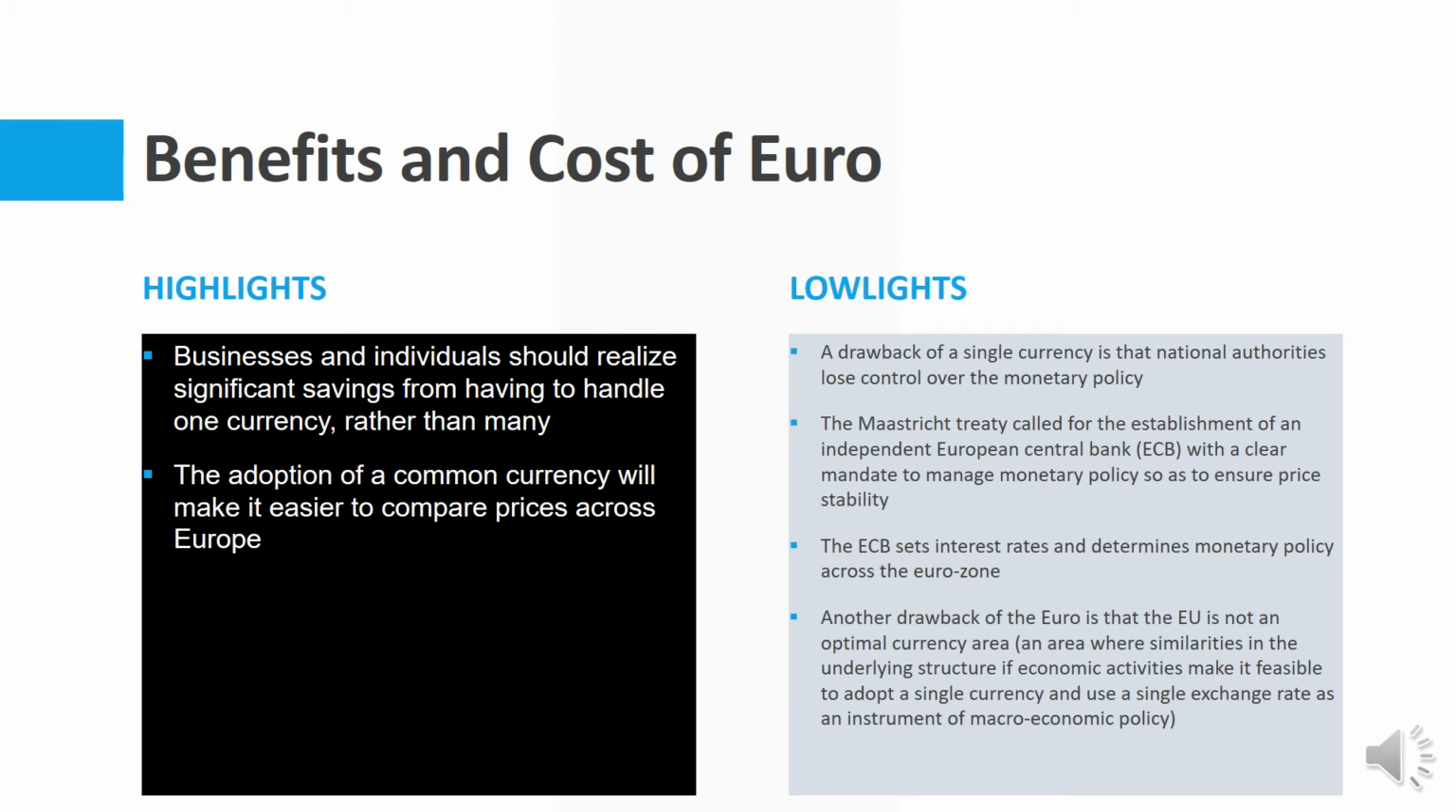Okay, now we move to the benefits and costs of the euro. Benefits of the euro: business and individuals should realize significant savings from having to handle one currency rather than many. The second advantage is that the adoption of the common currency will make it easier to compare prices across Europe. And the costs of the euro: a drawback of a single currency is that national authorities lose control over monetary policy. The second cost of the euro: the Maastricht Treaty called for the establishment of an independent European Central Bank (ECB), with a clear mandate to manage monetary policy so as to ensure price stability. The ECB sets interest rates and determines monetary policy across the Eurozone.